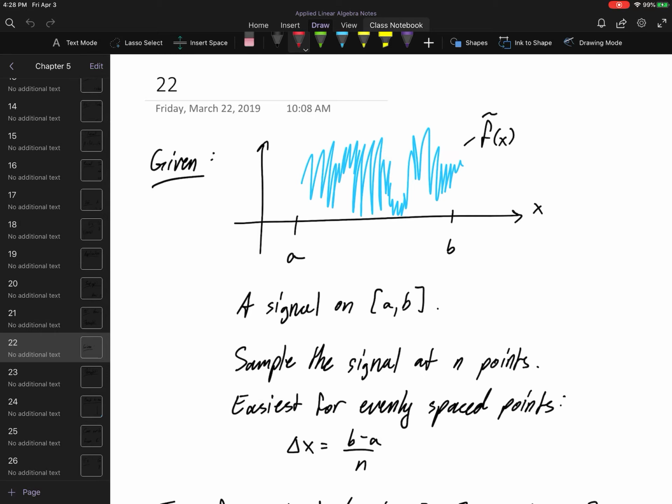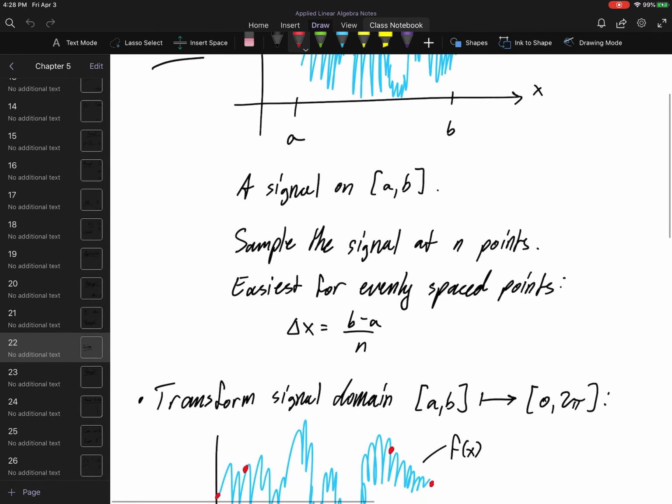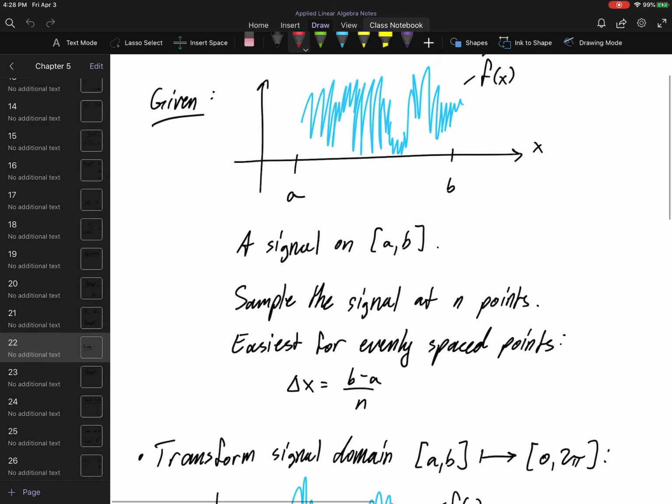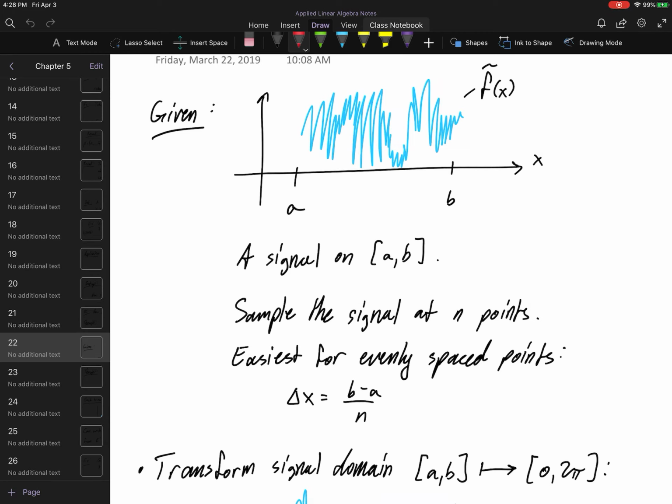And we're not going to be able to figure out what this function looks like at every point along the interval from A to B because we're in a computer, and computers only have a finite amount of memory that we can use. The signal here is going to be sampled at n points, and we get to choose n. It's easiest for us to space these points evenly along the interval from A to B.